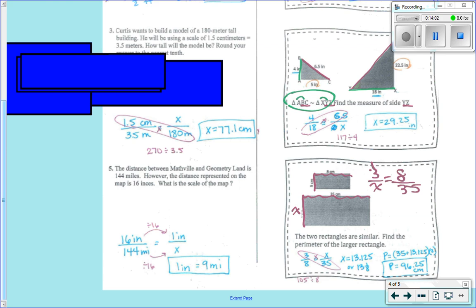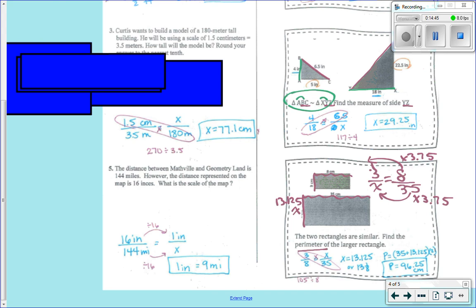And how can we do that? What can we do? What do you get? 3.75. So 8 times 3.75. How did you get 3.75? 8 divided by 3. We're good with that? Okay. And then 35 times 3.75. And did you get 13.125? Okay. So this side length is 13.125. Well, and we want the perimeter, so we need to add up all the sides.